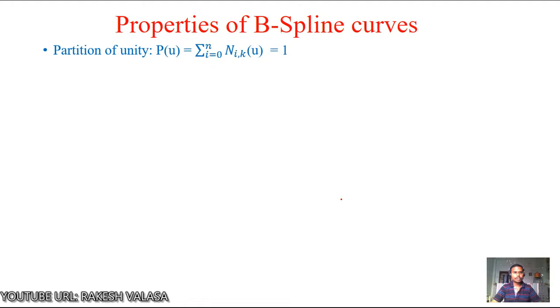That means partition of unity. P of u equals the summation i equal to 0 to n of N i,k of u equals 1. That means the sum of b-spline basis functions at any parameter u equals 1.